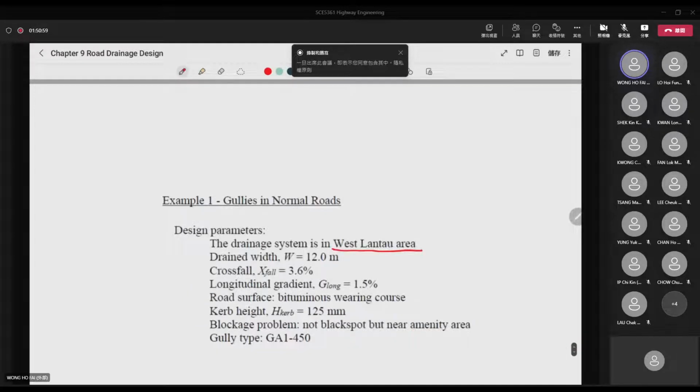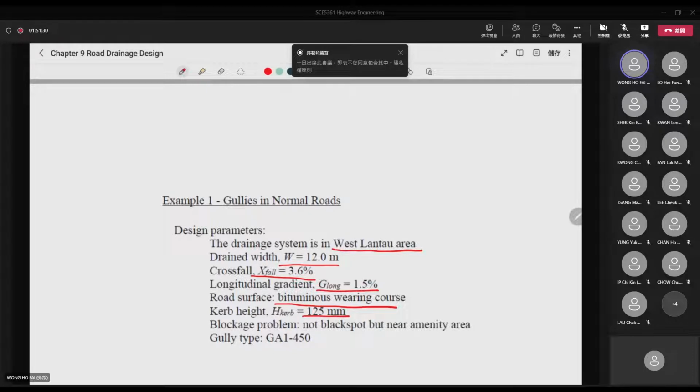And then the flow width, we take it to be 12 meter. And then for the cross fall, we take it to be 3.6 meter, 3.6%. And then for the longitudinal gradient, we take it to be 1.5%. While for the surface, we take it to be bituminous very coarse. And then for the kerb height, actually it is 125 mm.